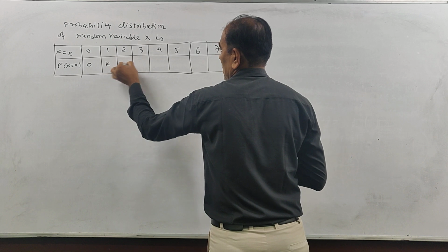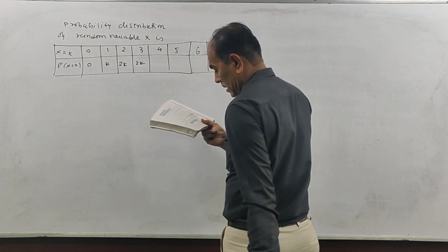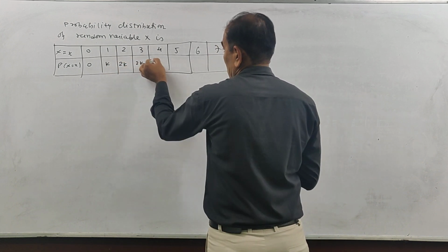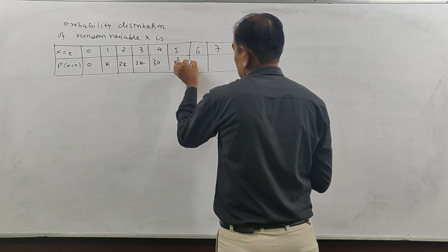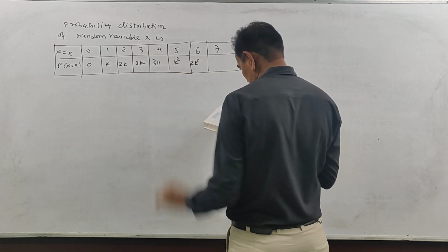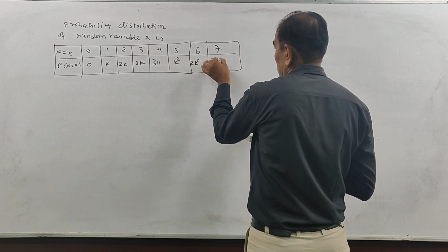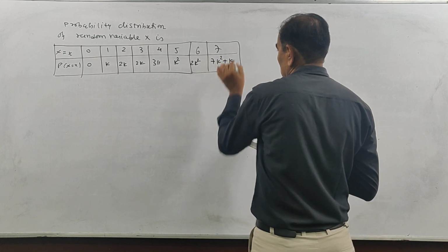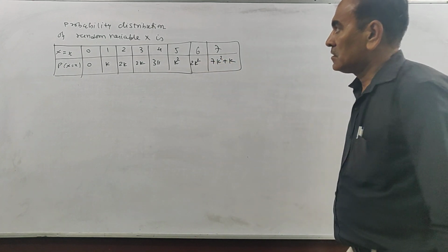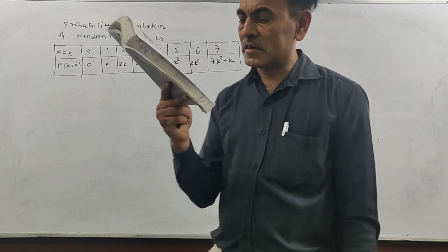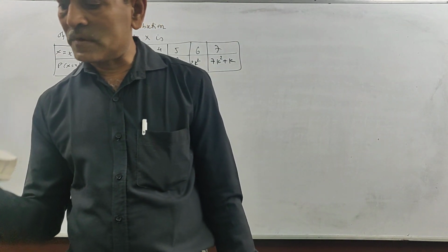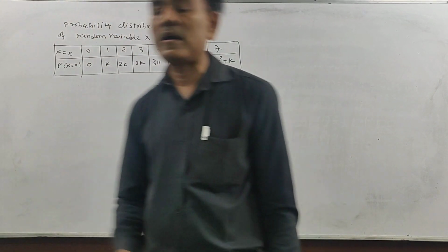The values of P of X are 0, K, 2K, 2K, 3K, K square, 2K square, 7K square plus K. Then find out K and answer the remaining four questions. Among them, the first one is to find out K.